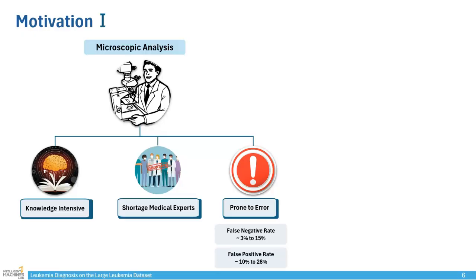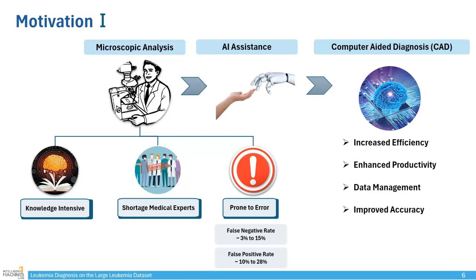The first one is it's knowledge intensive and the second one is the unavailability of medical experts, especially in remote areas. And finally, it's prone to error, and the false positive and false negative rates vary from 3 to 30% approximately. Due to the advancement in AI, it can assist the medical expert to increase efficiency and accuracy, including managing the records as well. Optionally, AI can assist the healthcare provider to reduce errors and improve diagnosis availability with the CAD system.